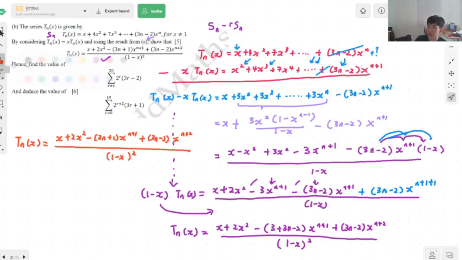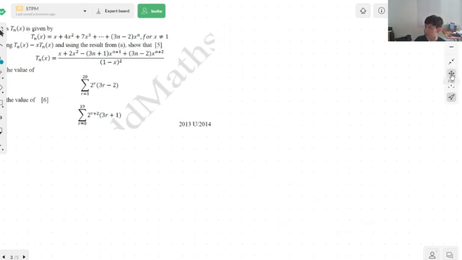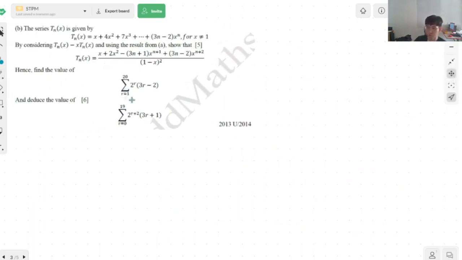Alright, so if in the exam you do not know how to prove, you still can do the next two questions, the value questions. So let's look at the value question. The value question is relatively easier than the prove question. Alright, so if you see from r equal to 1 until 20, this is 2r, 3r minus 2.